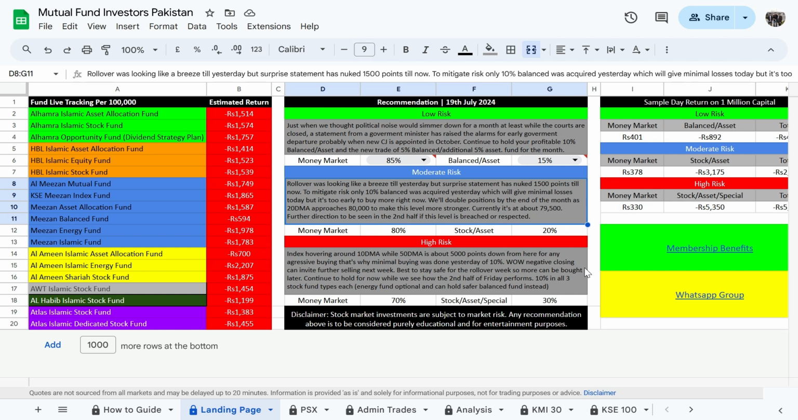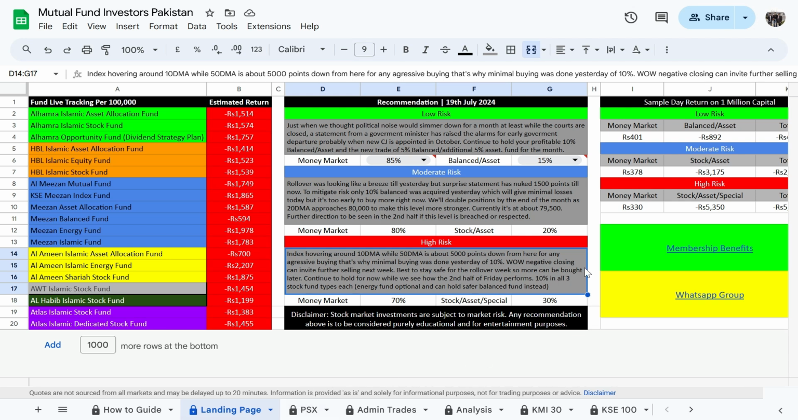Then at the end, we have the high-risk recommendation, which can take advantage of special funds like Mizan Energy Fund or the Dividend Opportunity Fund, which are higher in the risk profile. This group will try to get the most out of a bull run while still keeping the market exposure at a manageable level.